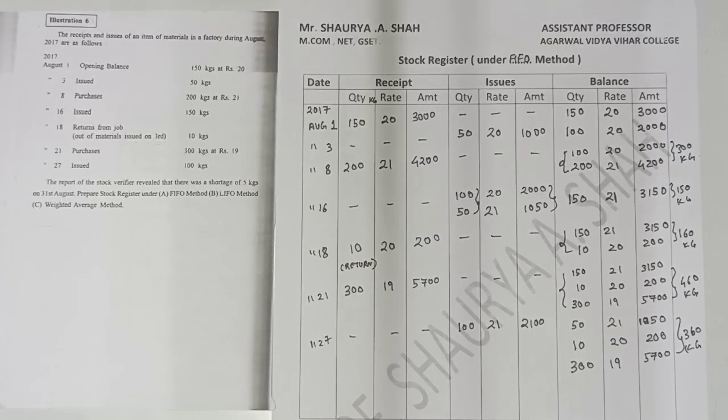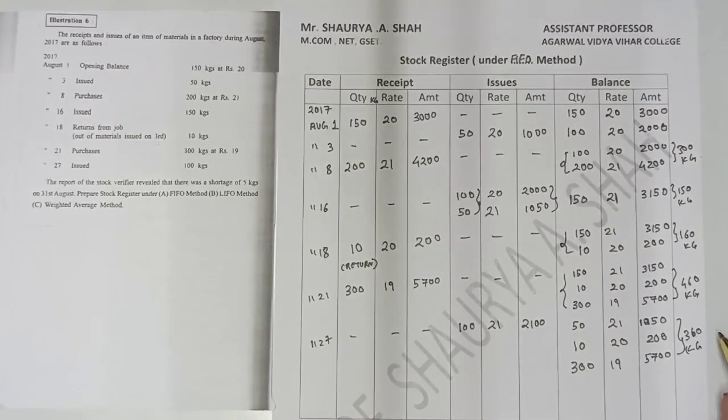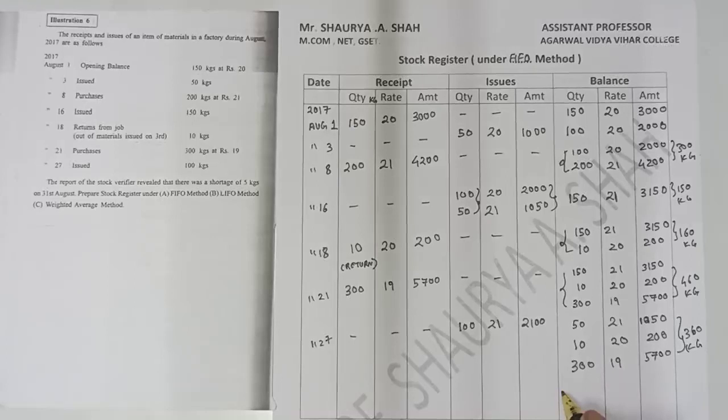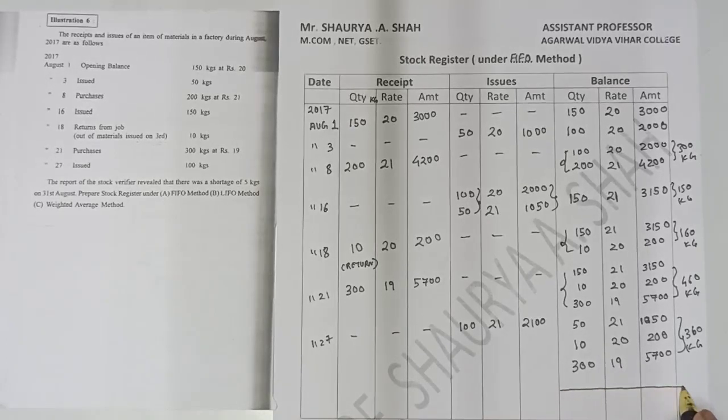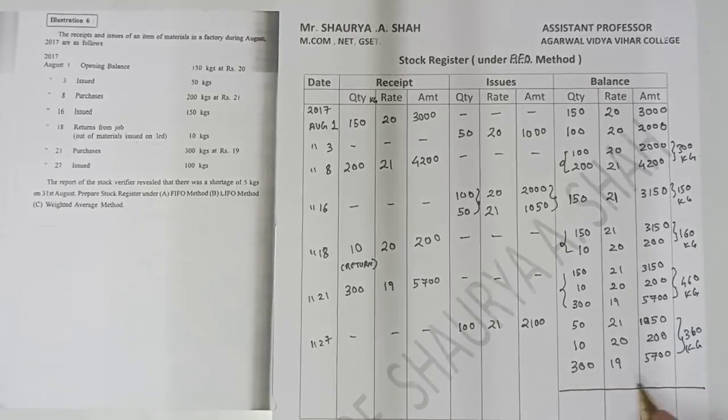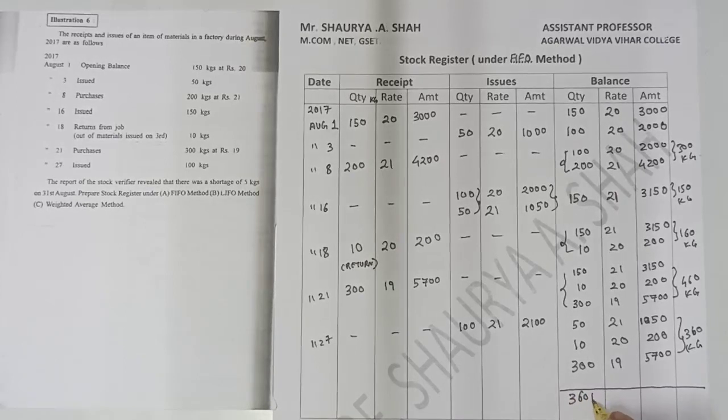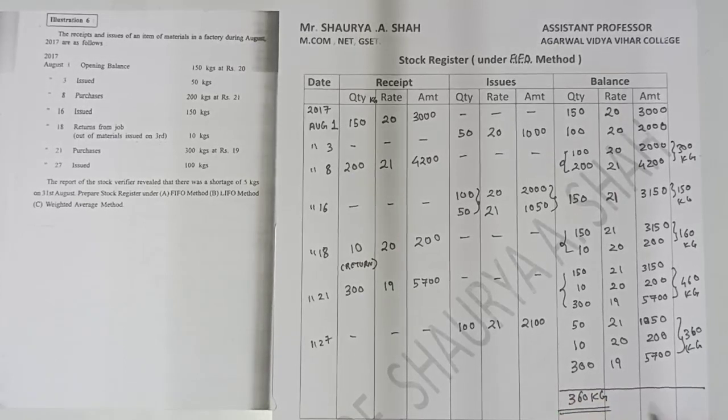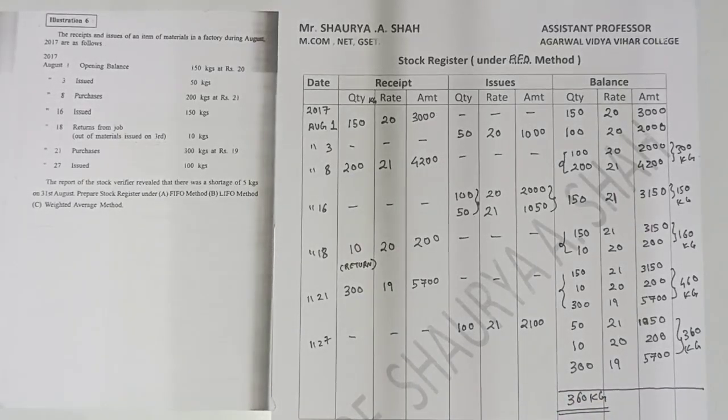Fine. Now what you need to do, students, is you need to again write down the total of the quantity which is left out, right? So what is the total of your quantity that you need to write down? Here we have already done the total of the remaining quantity, right? So what is the total of the remaining quantity, students? That is 360 kg. 360 kg is my closing stock, right?